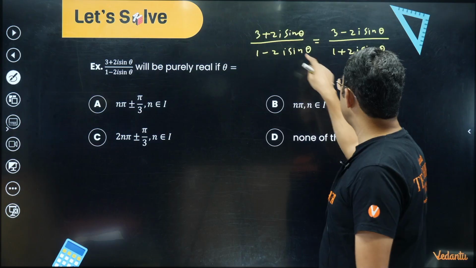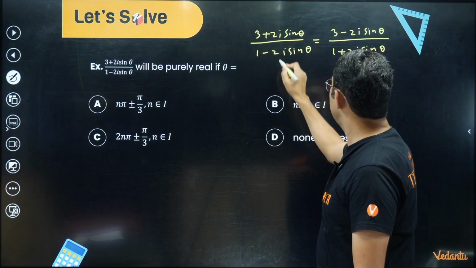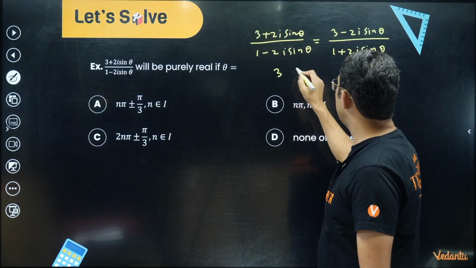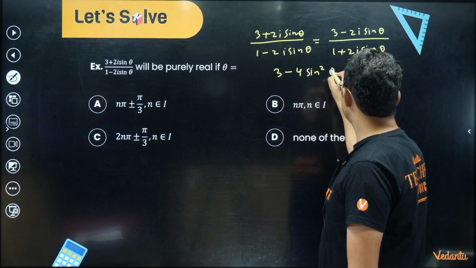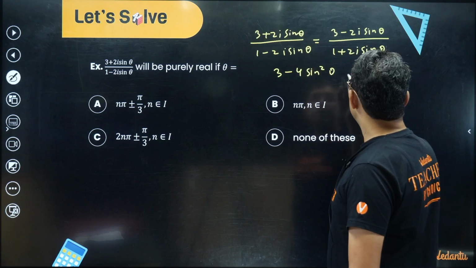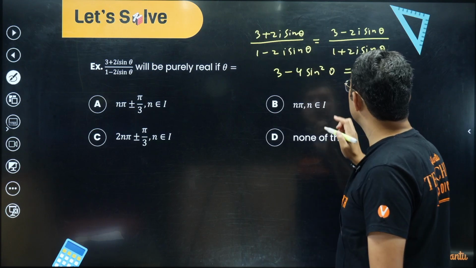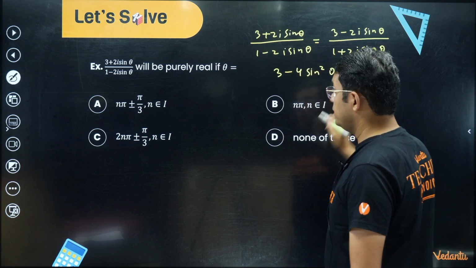If you do the cross multiplication, we will be getting 3 into 1, 3, and this multiplied with this will give you minus 4 sine square theta. And then the other terms as well.